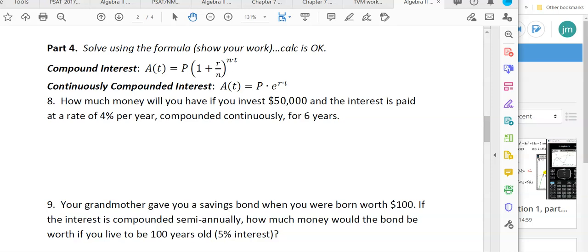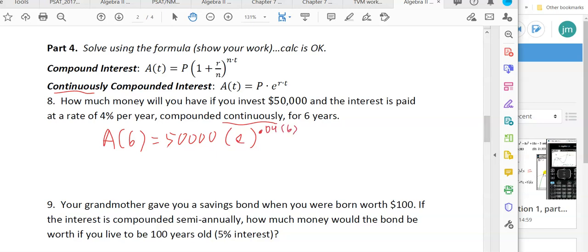Okay, here's our formula. So you have to know which formula to use when, right? So how much money would you invest to get 50,000 interest paid at rate, compounded continuously? So we've got to use the continuously compounded interest formula. So A of 6, the amount after 6 years, will be principal, which is put in, 50,000, times e to the power of rt, so 0.04 times t, which is 6.